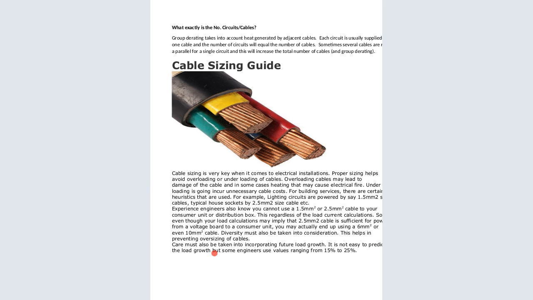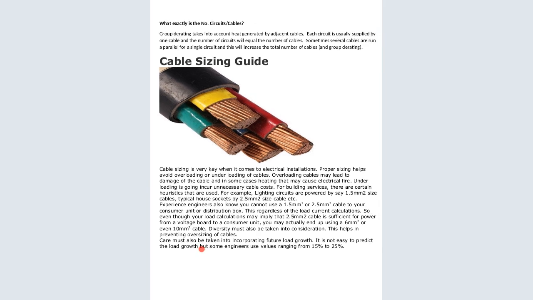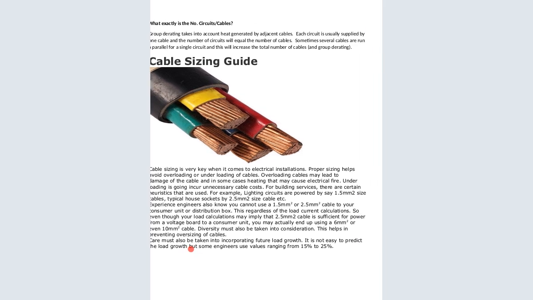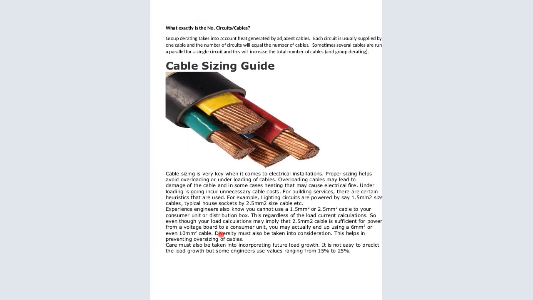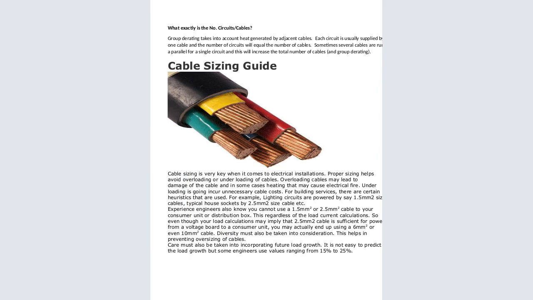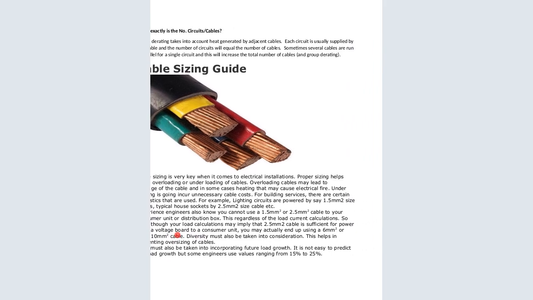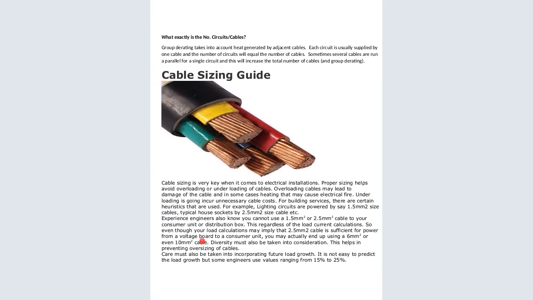Underloading is going to incur unnecessary cable costs, because when you underload, you are buying a very big cable for a load that is too small, a cable that is not worth that work. So for a building service there are certain rules that are used. For example, lighting circuits are powered by, say, 1.5 millimeter square cable, and typical house sockets are wired with 2.5 millimeter square cable, etc.